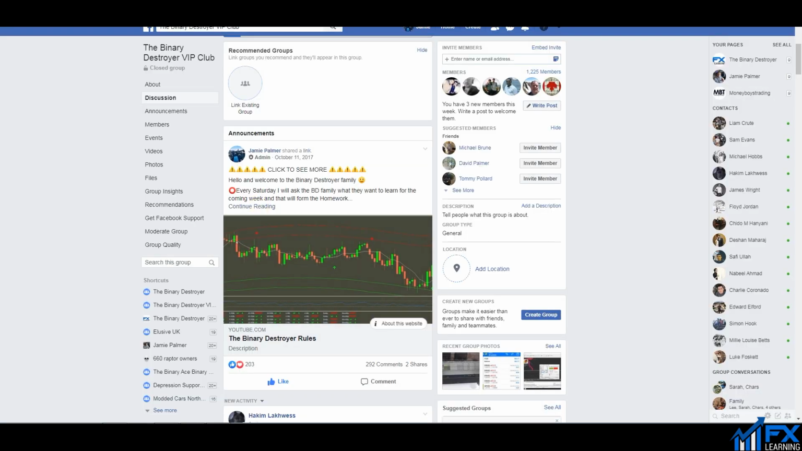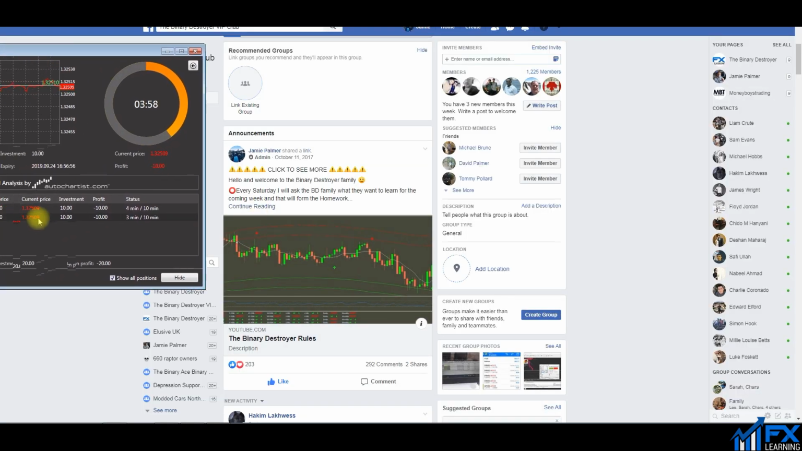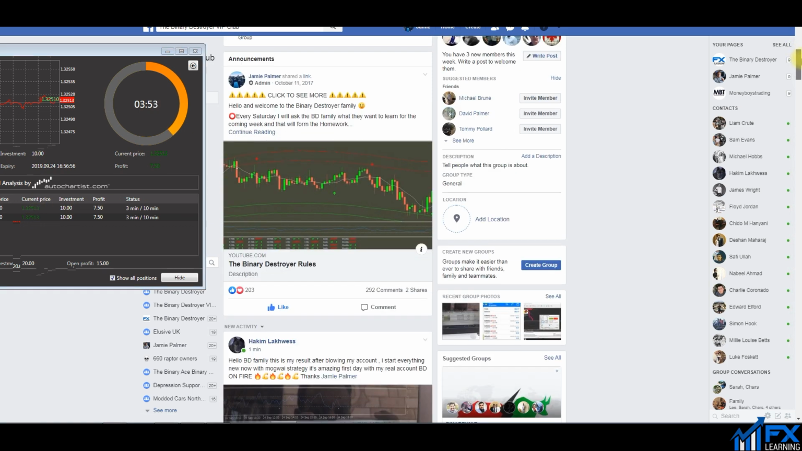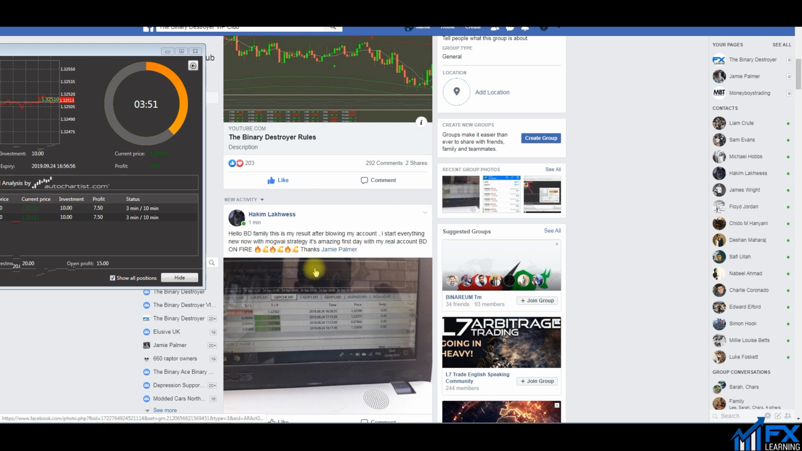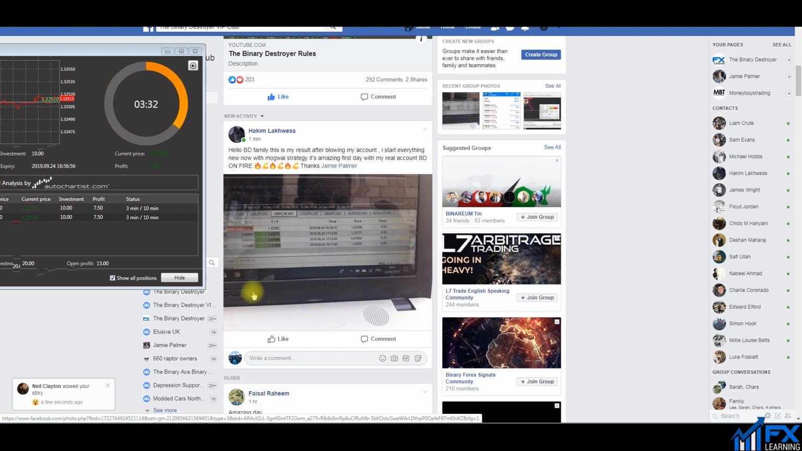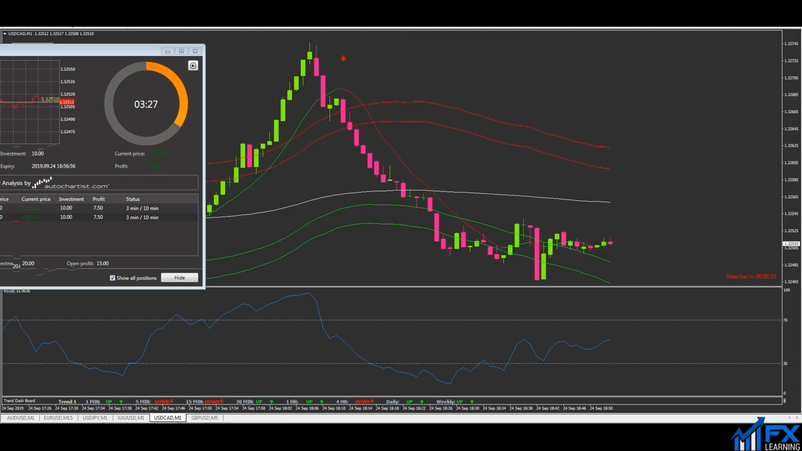Hi everyone. So this trade has just gone out of the money and back into the money. I just received another result on this strategy. Look at this, the mongrel strategy. Literally, 1 minute ago: Hello BD family, this is my result after blowing my account. I started everything new with the mongrel strategy. It's amazing, first day with my real account, BD on fire. Thank you, Jamie. I'm not lying to you. Generally, mate, this is absolutely incredible.